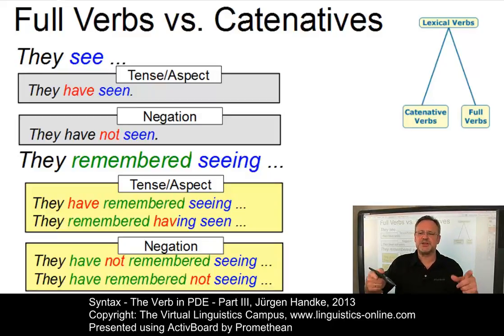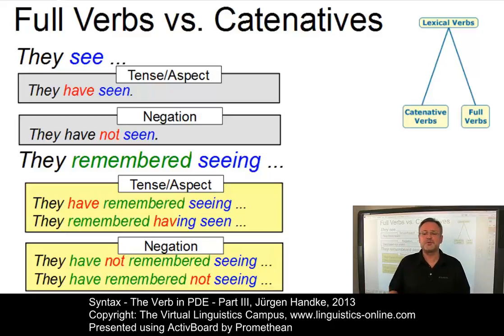So, ignoring meaning changes, we can attach the auxiliary and thus not to each verb in a catenative construction. So, whereas full verbs allow tense and negation only once, both operations can be applied to all catenatives in a sentence and, of course, to the full verbs in such constructions too.